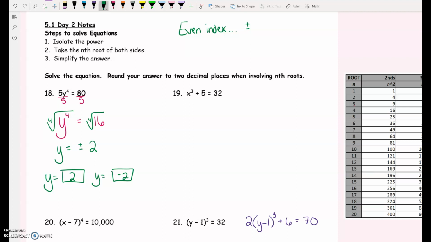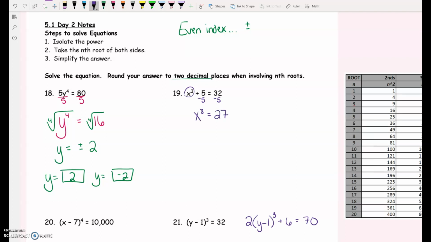Sometimes your answers are going to be on the perfects chart. Sometimes you're going to have to use a calculator and round your answer to 2 decimal places. Let's take a look at number 19. Our first step would be to get x cubed by itself. We would do that by subtracting 5. So x cubed equals 27.